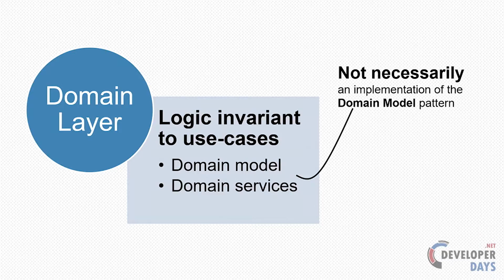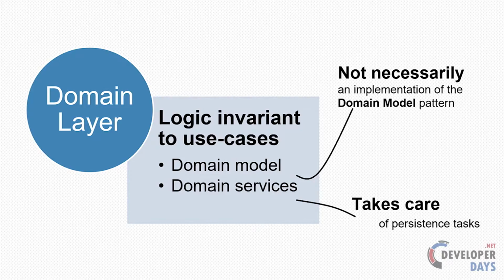So domain model is essentially whatever helps us to represent in software the entities active in the domain. It may or may not be an object-oriented model. So it may or may not be an implementation of the domain model pattern, which is essentially an object-oriented pattern that we may find described as soon as we try to Google. Domain services are the part of the domain layer where we essentially get in touch with the infrastructure.